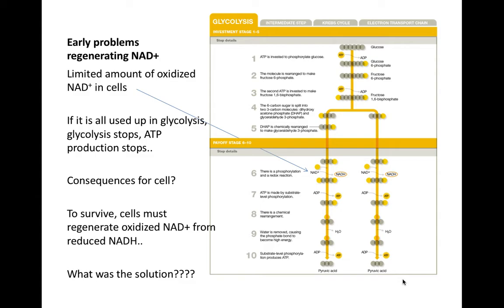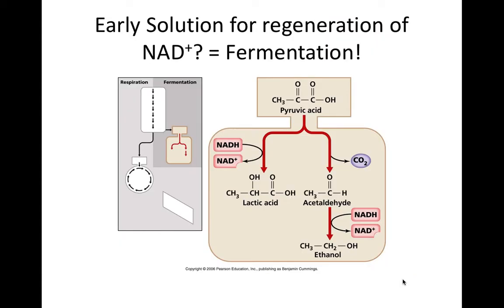In the early strategies for this process, the cells evolved fermentation. So here are 2 examples of fermentation that it's important that you know for the lecture exam. The first one, to the left here, is the final steps in what's called lactic acid fermentation. Many of the fermentation pathways are named after important end products.